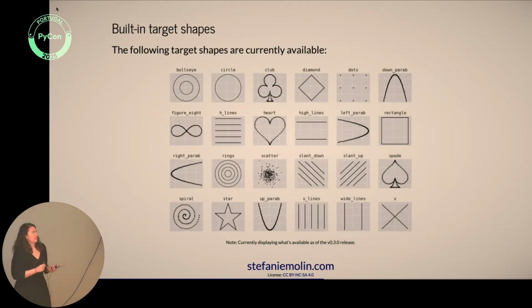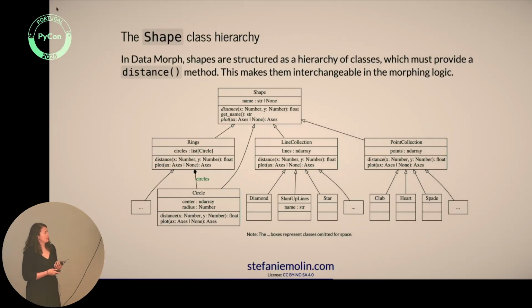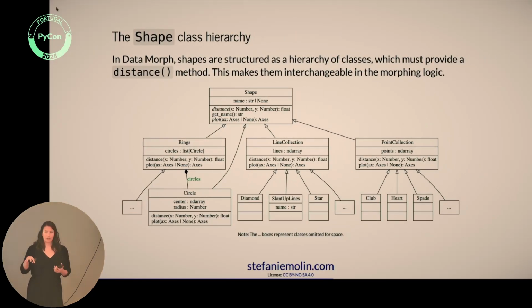So here are all the shapes that are available. There's significantly more than the original research, and several of these did come from, again, sprints at Python events. So a little bit about how the shapes actually work. I mentioned before, initially there was that original if-else, which was basically just capturing the distance logic.